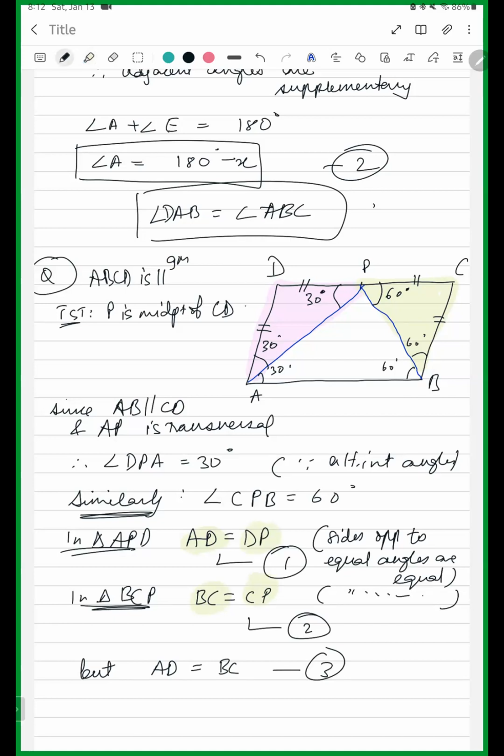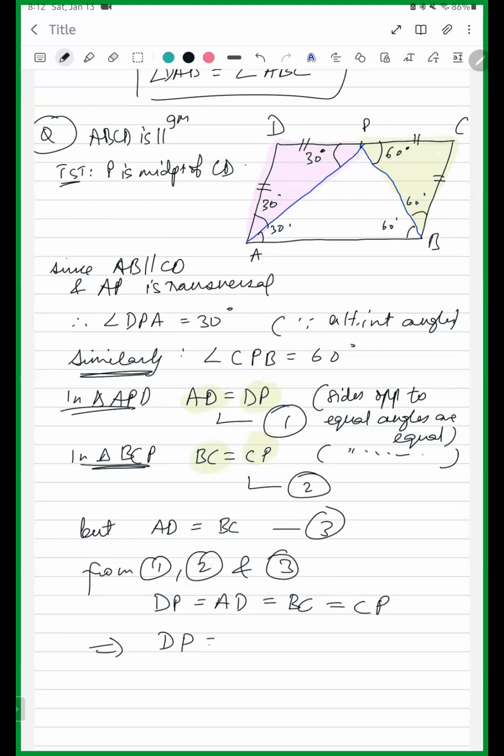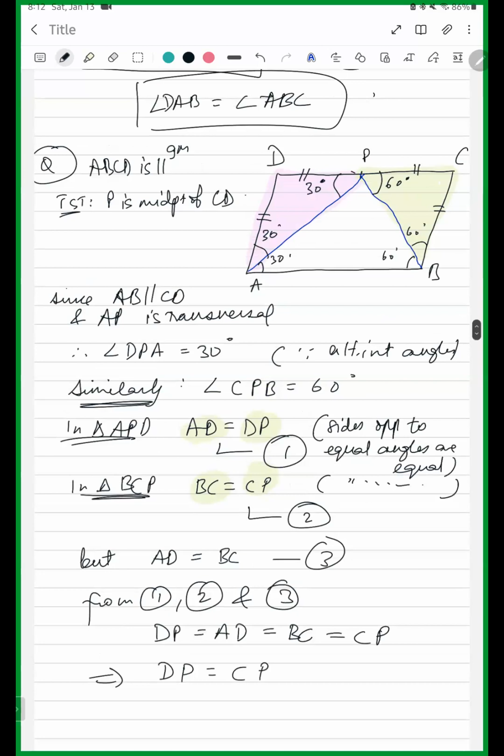So from 1, 2, and 3, DP is equal to AD, and AD is what? It is equal to BC because of this, and BC is equal to what? CP. So that means DP and CP are equal. If DP and CP are equal, that means P is the midpoint of CD.